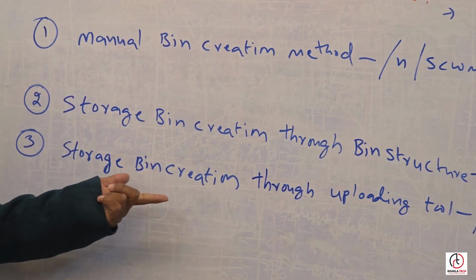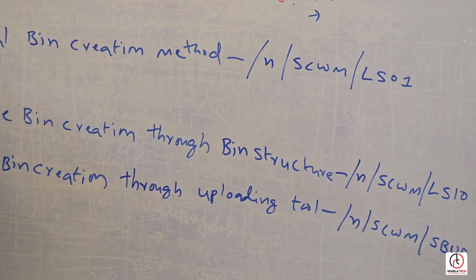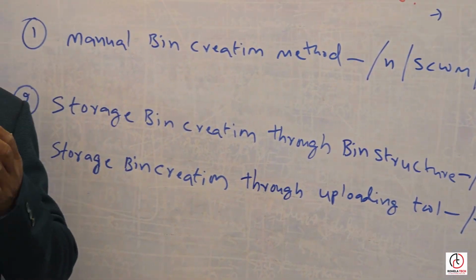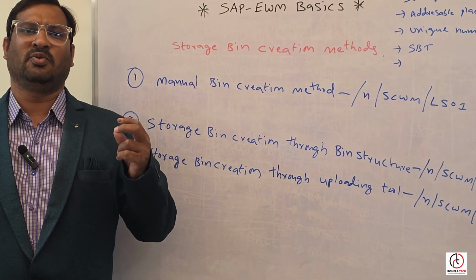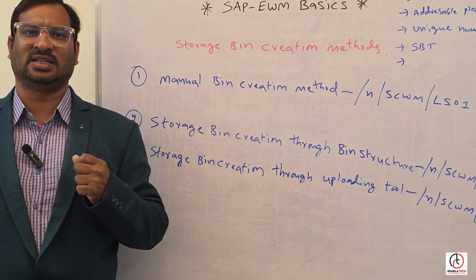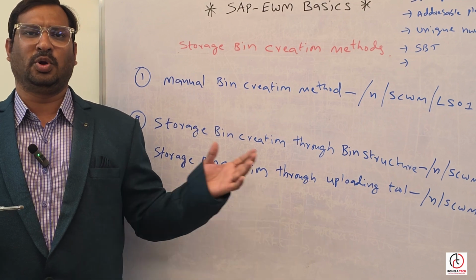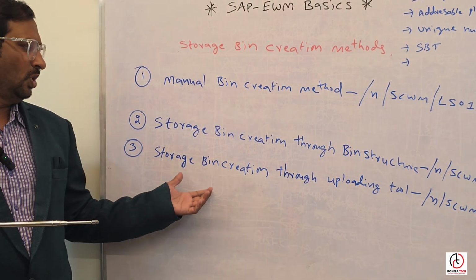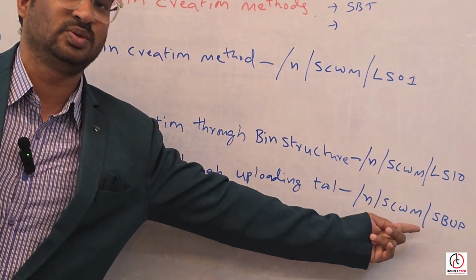Then we have a final method: storage bin creation through the uploading tool. Let's say a customer, a client, is moving from a legacy system to SAP. If they are willing to go with the same bin numbers which they have used in the legacy system, straight away all bin numbers can be uploaded to the SAP system through the uploading tool method. The T code is /n/SEWM/SBUP.